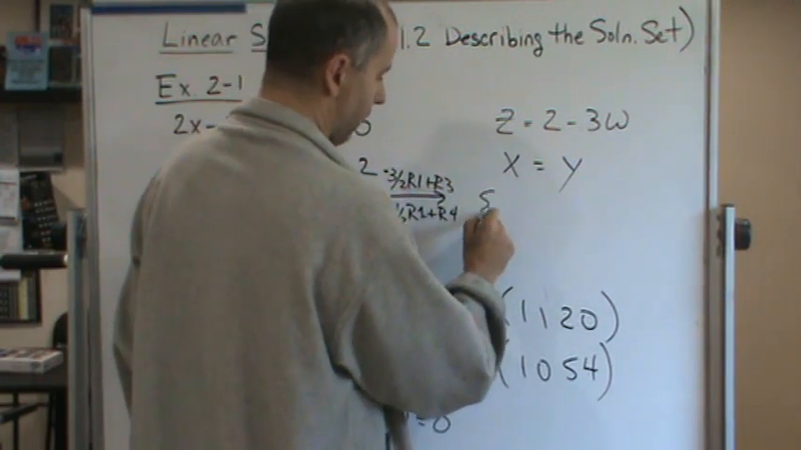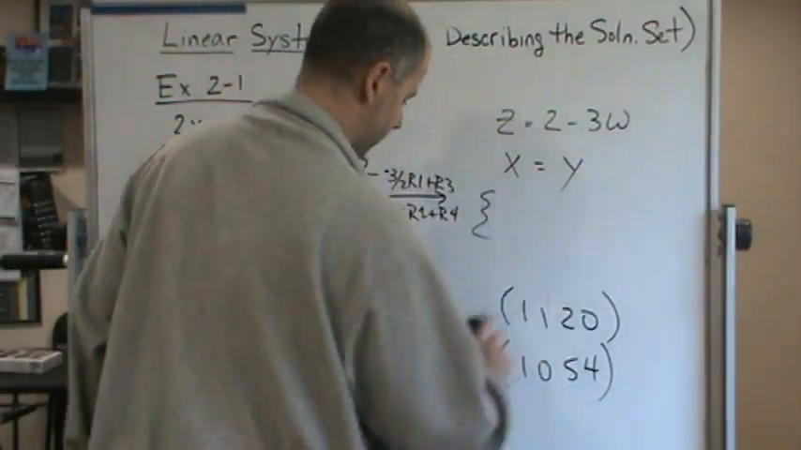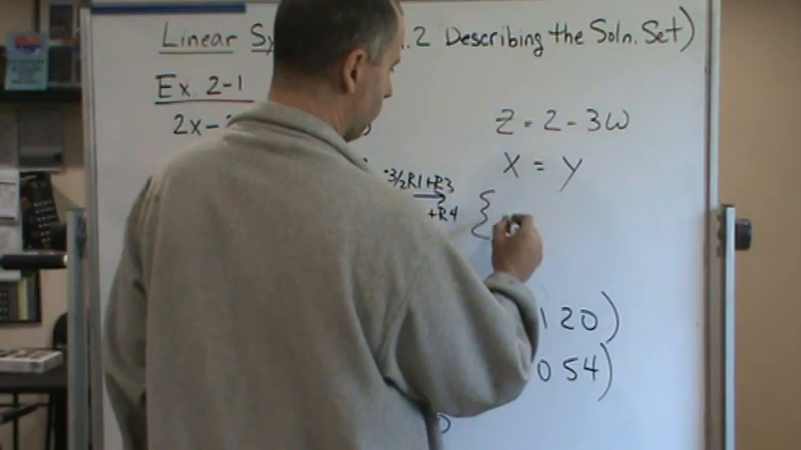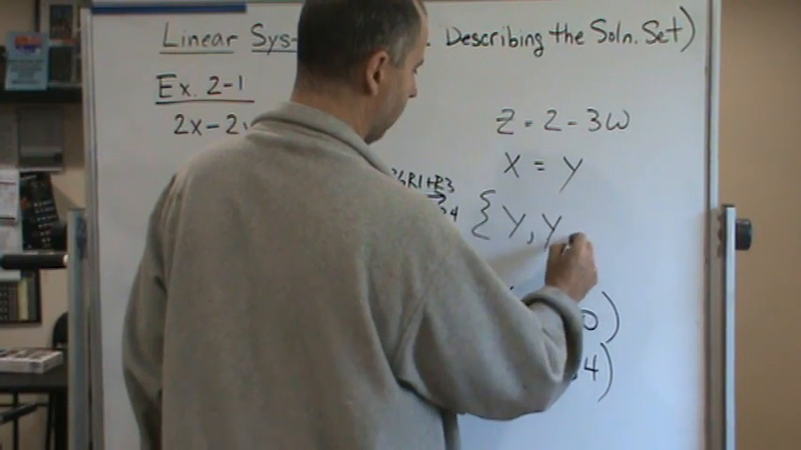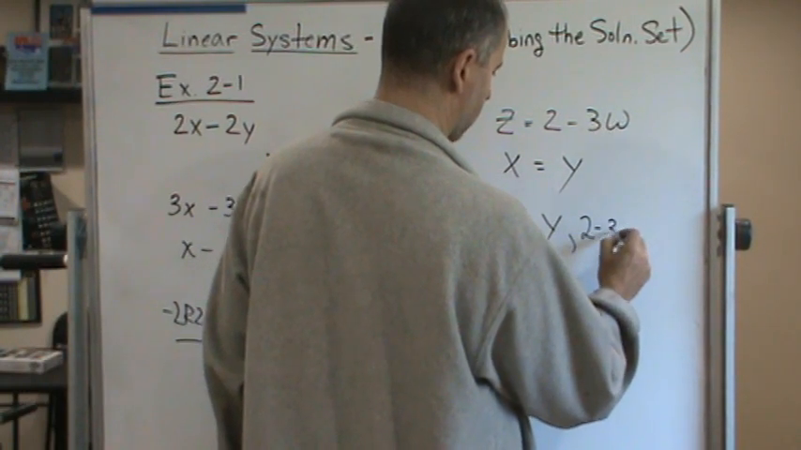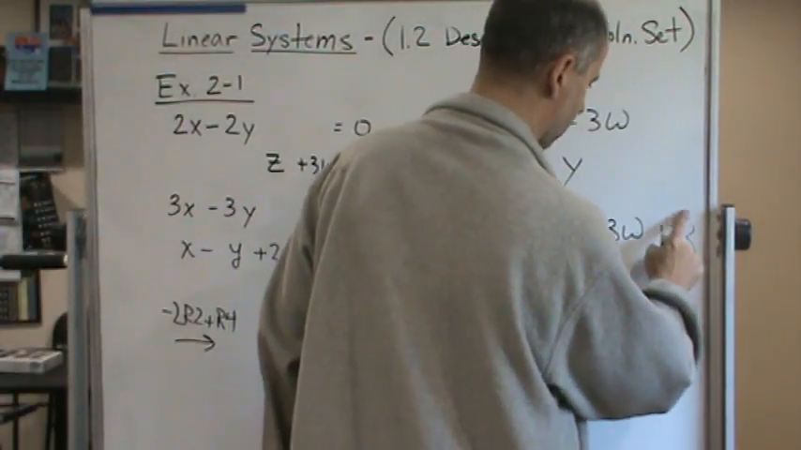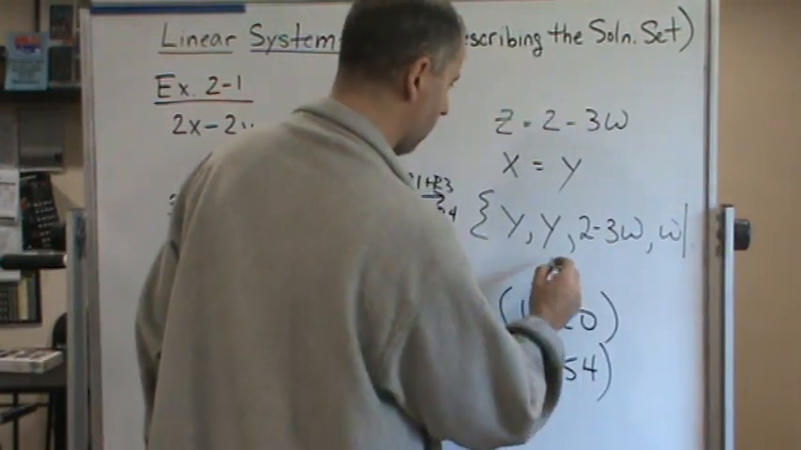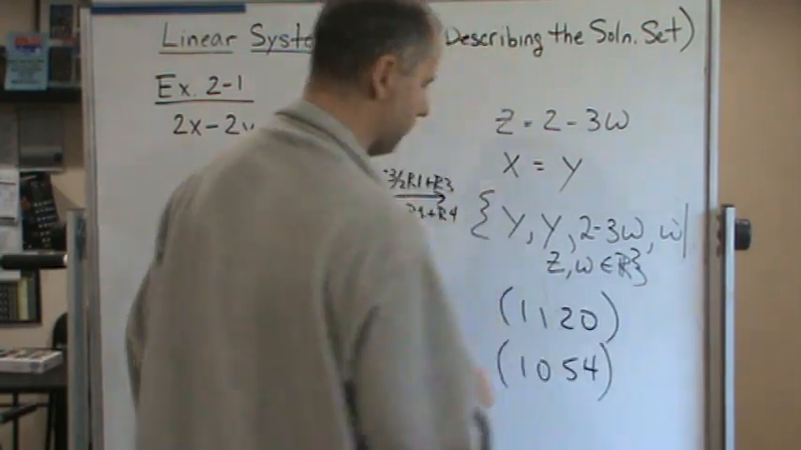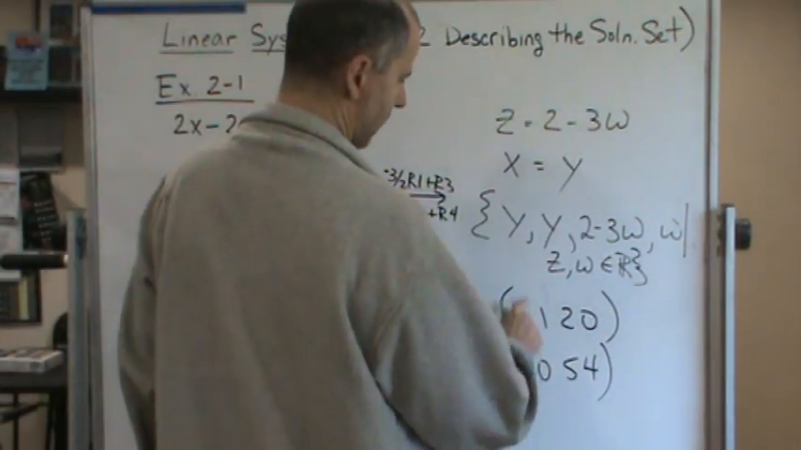If we look at the set of solutions, what do we get? We get x, y, z, w, but x is equal to y, so we get y, y, and then z is equal to 2 minus 3w, and then w, such that y, w are real numbers. So there's our set.